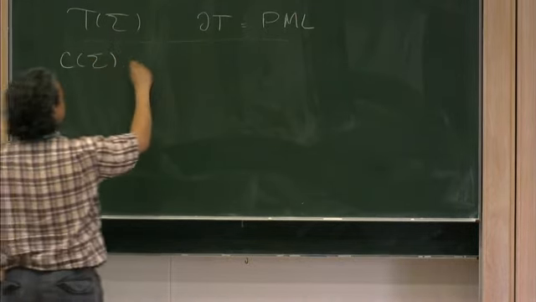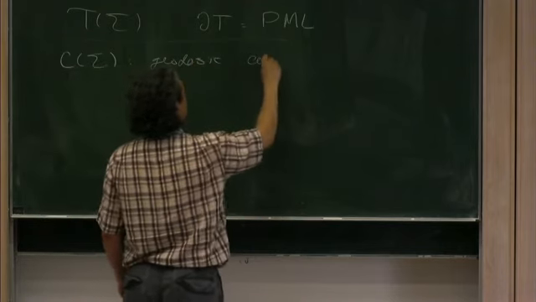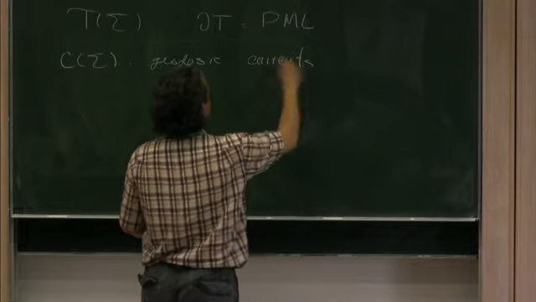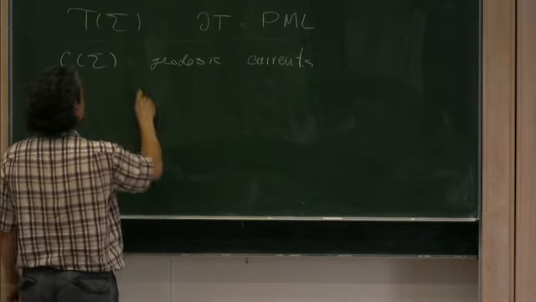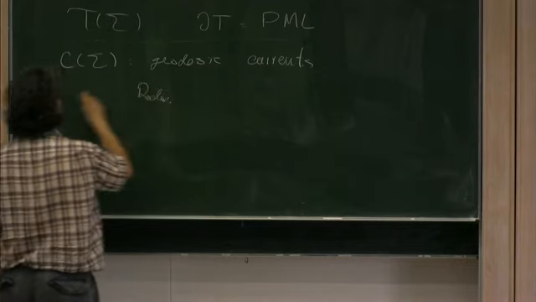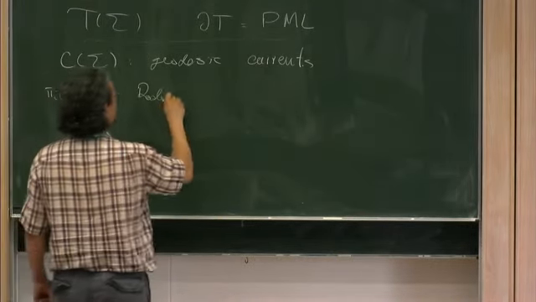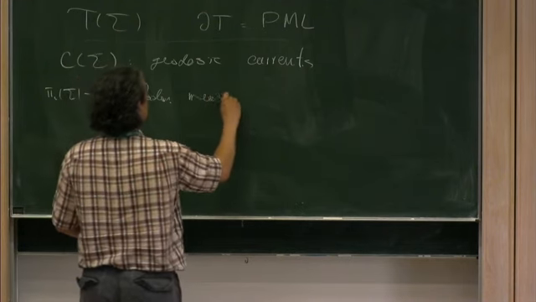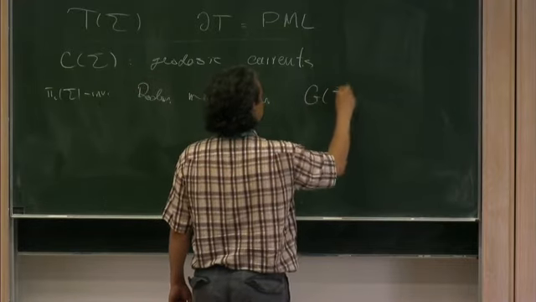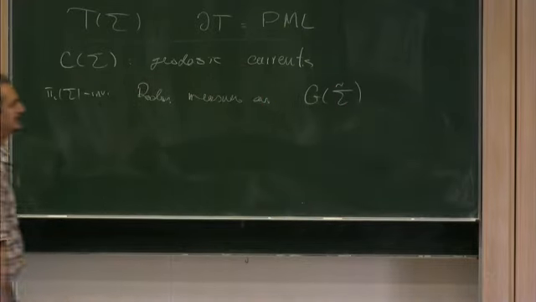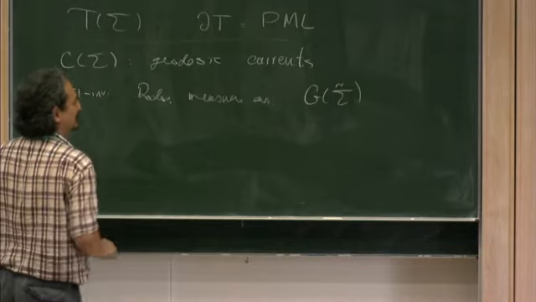C of sigma is a space of geodesic currents. So what do I mean by that? I mean, a geodesic current is a pi1 invariant Radon measure on the space G of sigma tilde, which is the space of geodesics on the universal cover of sigma, right? So let's see what that means.